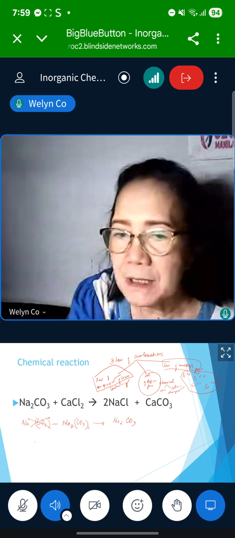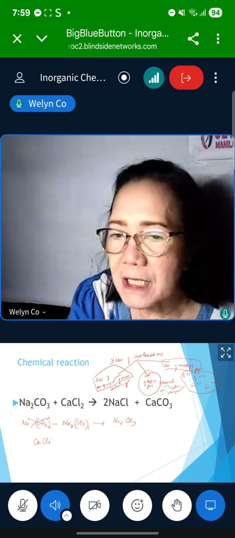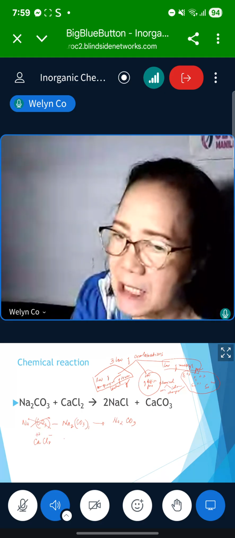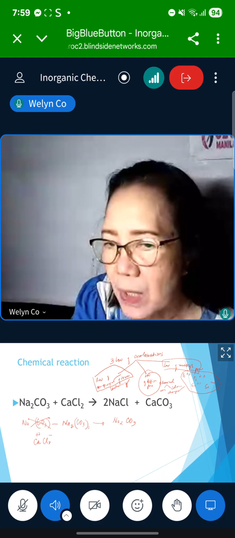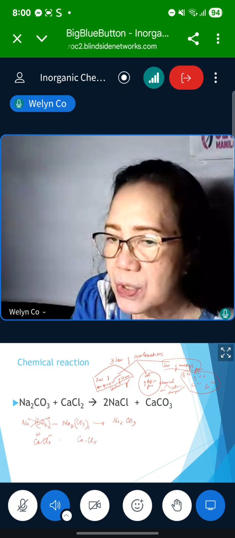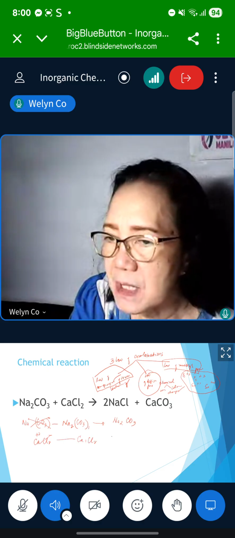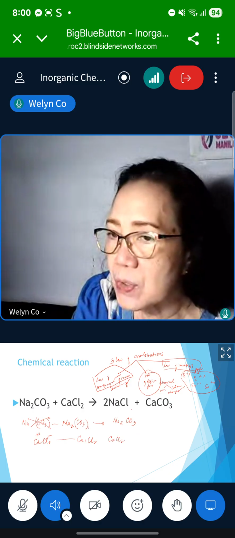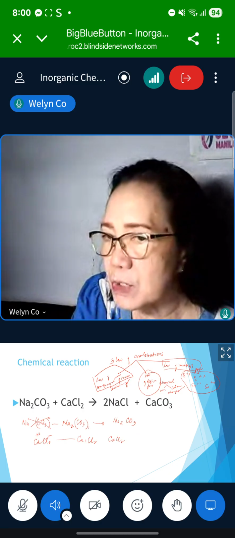So for calcium naman, ang calcium chloride natin belongs ang calcium family to chloride is in 7 family. So it has a charge of negative 1. So it would be Ca1Cl2. So writing your formula would only be CaCl2. That would be the same thing with your sodium chloride, calcium carbonate.